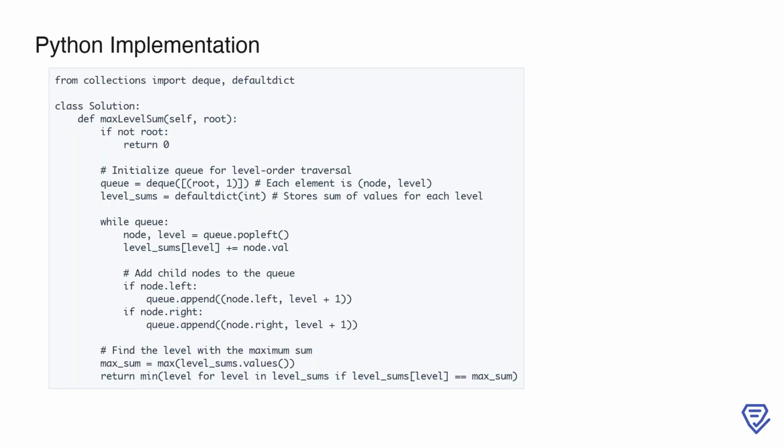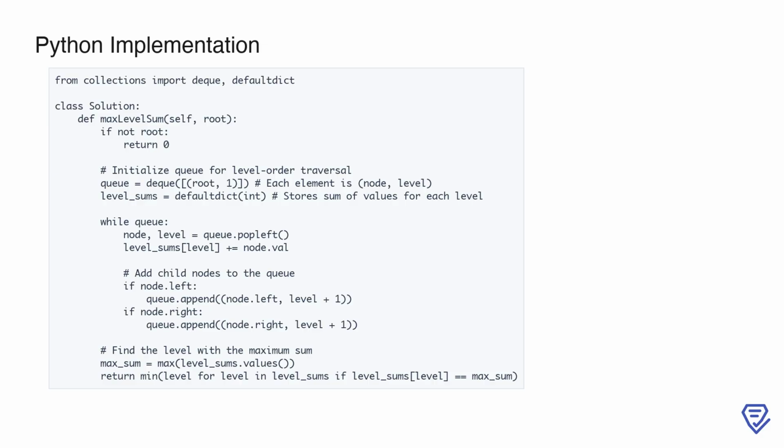The given code solves the problem of finding the level in a binary tree with the maximum sum of node values. Here's the breakdown. 1. Input validation: the function first checks if the root is None. If so, it returns 0, as there are no levels to process.